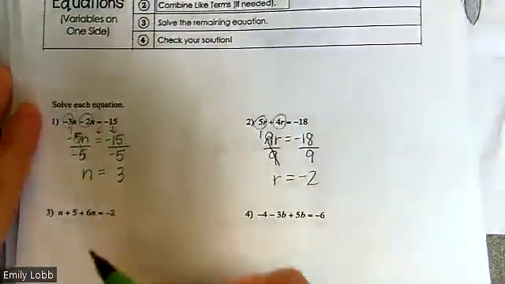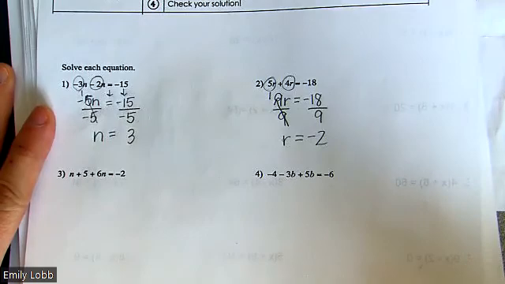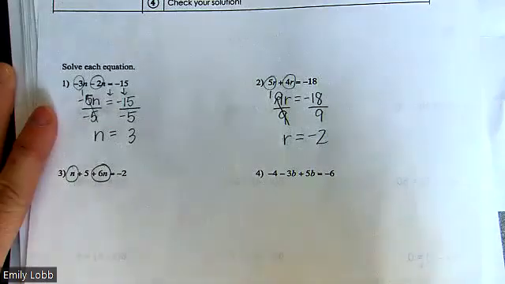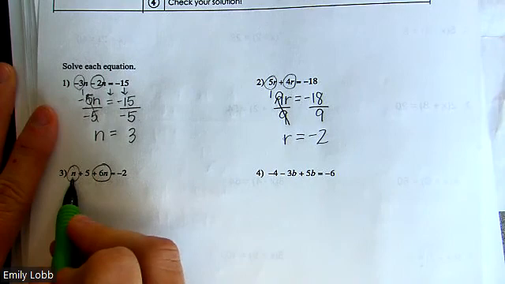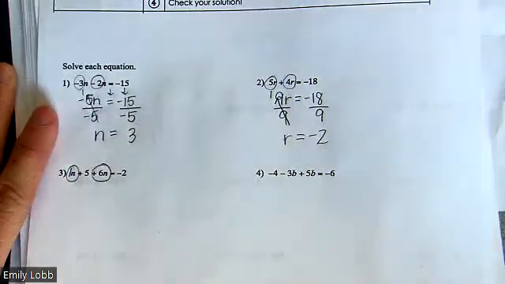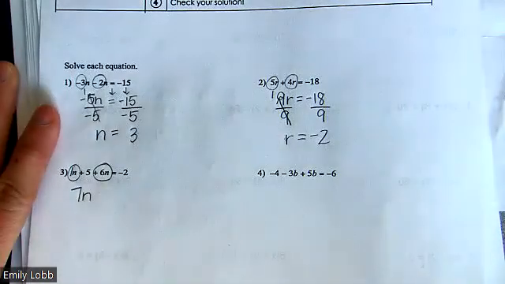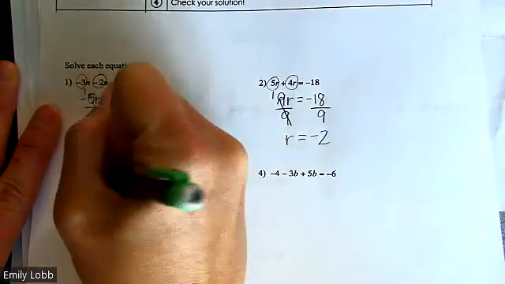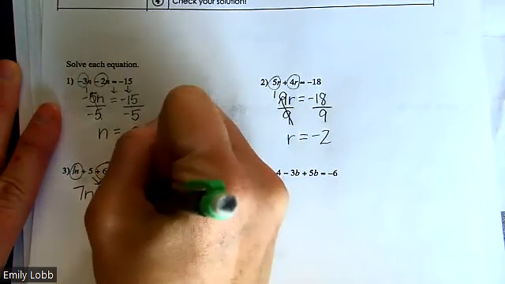I don't know. Okay. What can I combine in number 3? The n and the 6n. Good. Because if I have 6n and then there's one more n, even though we don't have the coefficient here, we know that our coefficient would be 1. 1 plus 6 is 7n. And then what do I do with that 5? I just bring it down, right? It just comes down. Then I'm bringing down my equal sign and my -2.